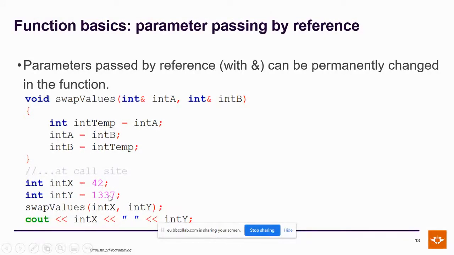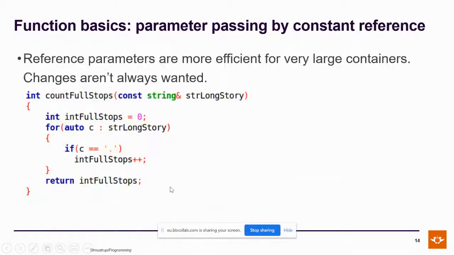So if I set int X to be 42 and int Y to be 1337, and then I called swap values, int X will now have 1337 in it, and int Y will have 42 in it. So those two values will be inverted permanently, well, you can always change them afterwards, but the effect of the function exists after the function has finished executing.